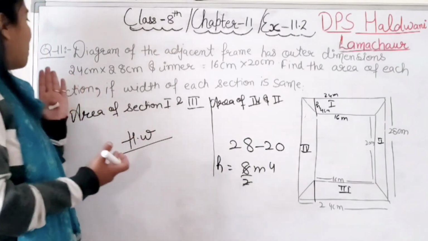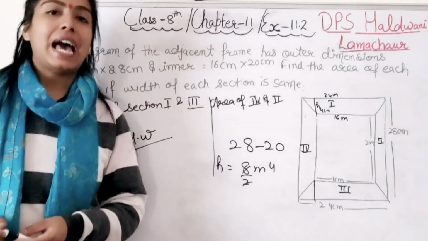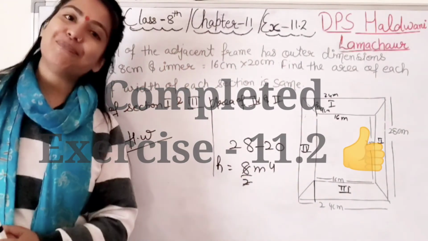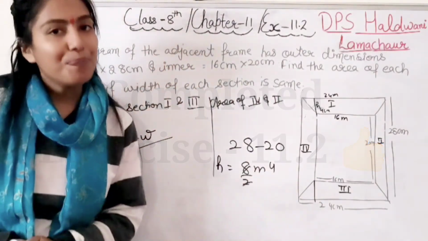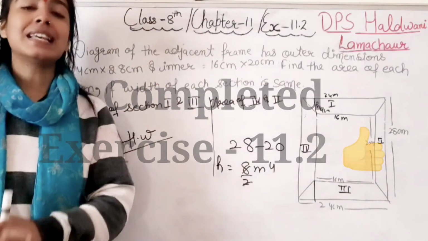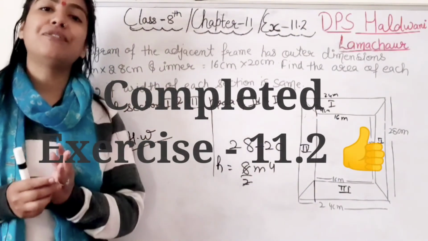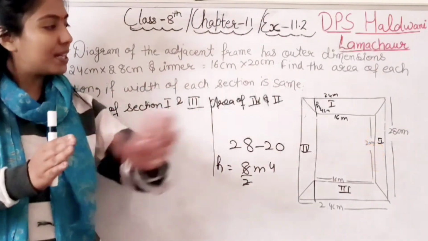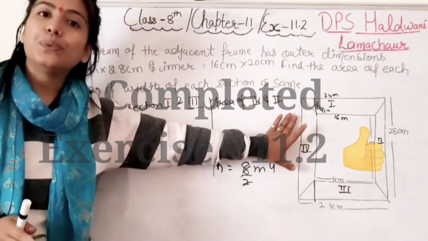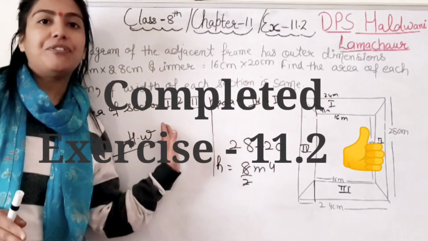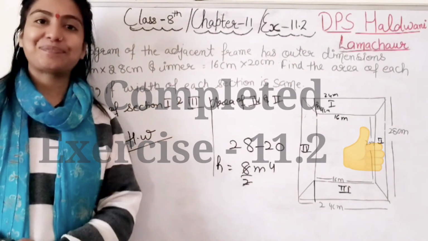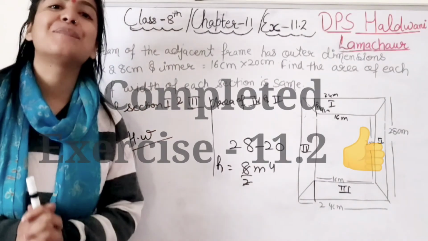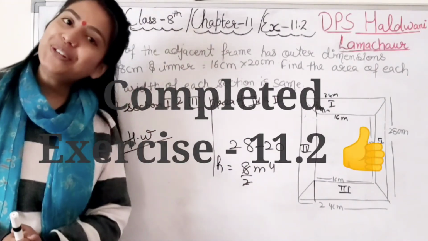Okay, so this was our question number 11, and with this question we have completed our exercise 11.2. I hope you understood this whole exercise. In this we just have the formulas of the trapezium and the rhombus. You just have to focus on the given figure, take out the values, put them into the formulas and get the answer. So practice these questions, student, because these topics are very important. So that's all for today's class.